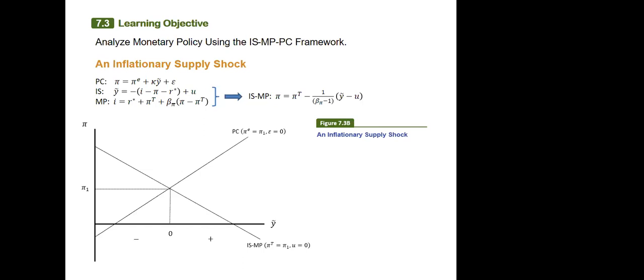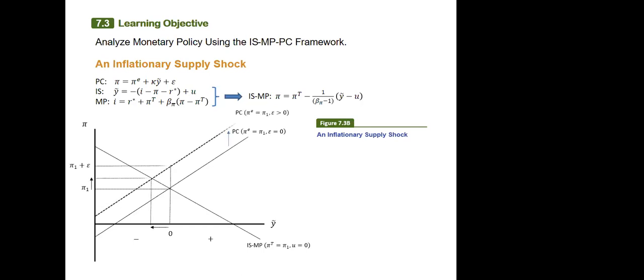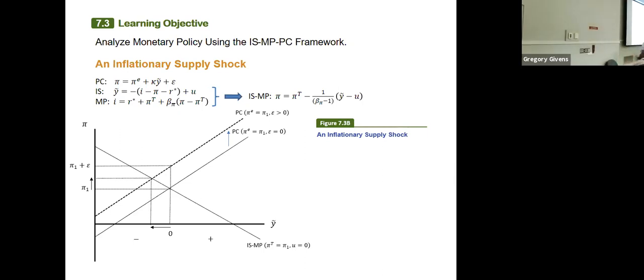The Phillips curve. It's going to affect the Phillips curve. And Lauren, what direction does it shift? It'll go upward. The Phillips curve is going to shift up, and it's going to shift up by the size of the supply shock. If epsilon is positive and the output gap is 0 and there's no change in expected inflation, then inflation rises from pi 1 to pi 1 plus the supply shock. So the Phillips curve shifts up by exactly the size of the supply shock. Okay, and what is going to happen in equilibrium then?